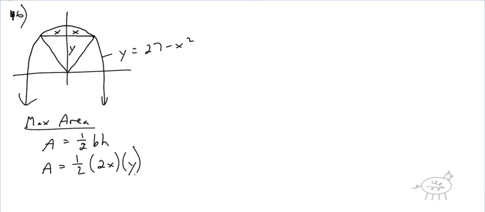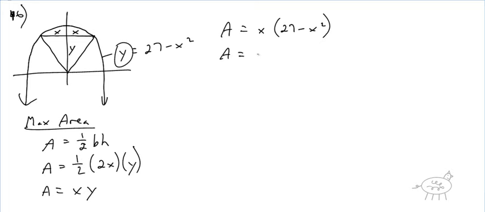All right. Once again, you need one variable here. Well, actually, let's simplify this. Isn't area now just x times y? Okay, that works out well. I need one variable, so I'm going to substitute that y in there. So again, area is equal to x times 27 minus x squared. So area is equal to 27x minus x cubed.